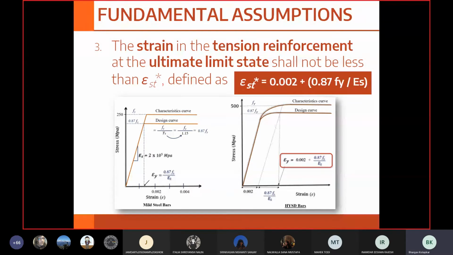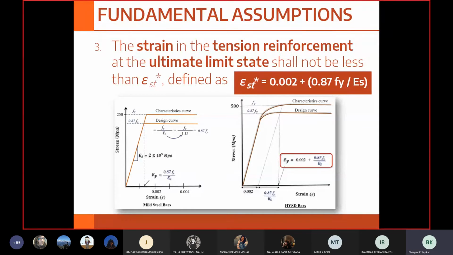Bhargav: Yeah, but if the strain is in the linear region, then that's better only, right? For the reinforcement steel, if the strain is lesser than epsilon st, then the deformation won't occur, right? So we know that the deformation may occur later. Okay. So we are talking about limit state of collapse.